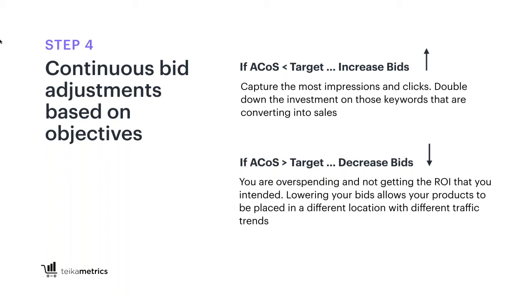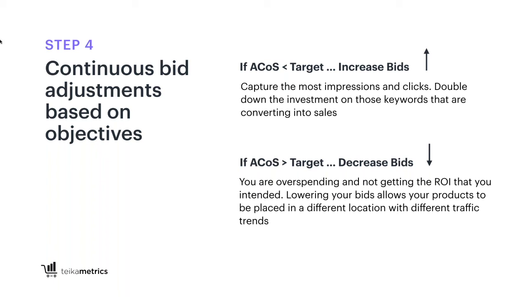So rounding it out on step 4 here, this slide's been up for a little while, but we never actually walked through the 2 points. So if your ACOS is less than your target, we talked about this, increase your bid. Don't let that bid stay where it is if it's performing well for you. Make sure you're going to capture all the related impressions and clicks.